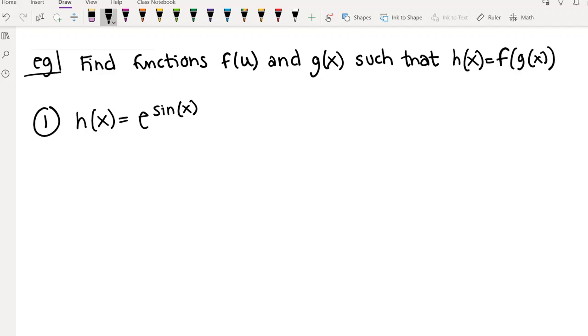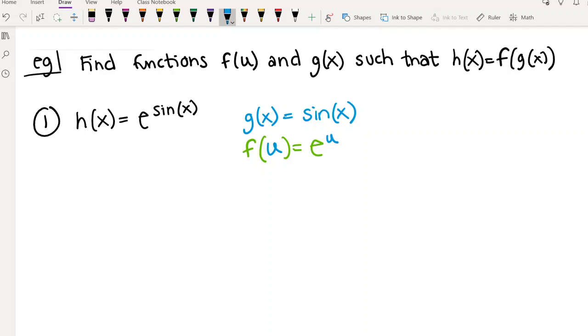Well, I'm going to write it down correctly, but if you guessed it wrong, you could totally check whether your answer was right or not by just putting them back together and seeing if you get the right answer. So I'll show you what I mean by that. Let's say that our inner function g of x is equal to sine of x, and let's say that our outer function is going to be f of u is equal to e to the u.